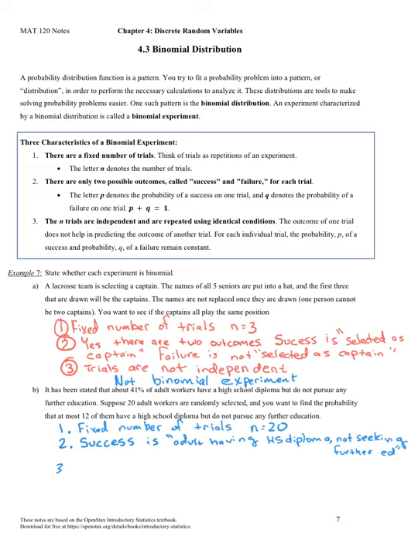And yes, these particular trials are independent. The probability that a worker has a high school diploma but is not pursuing higher education is 41%, or 0.41. Whereas q, the probability that they're pursuing further education, would be 0.59. So yes, these trials are a binomial experiment.